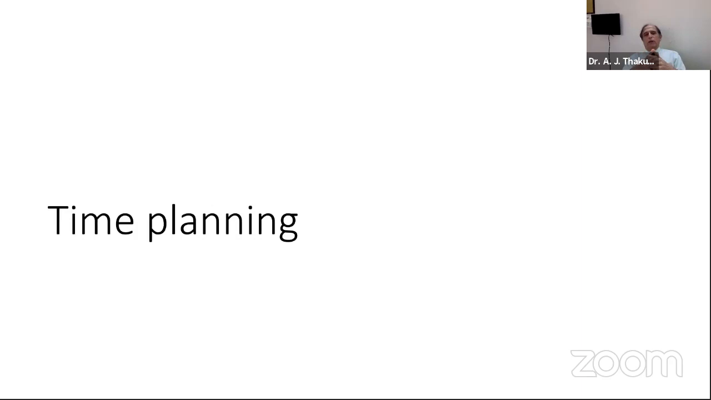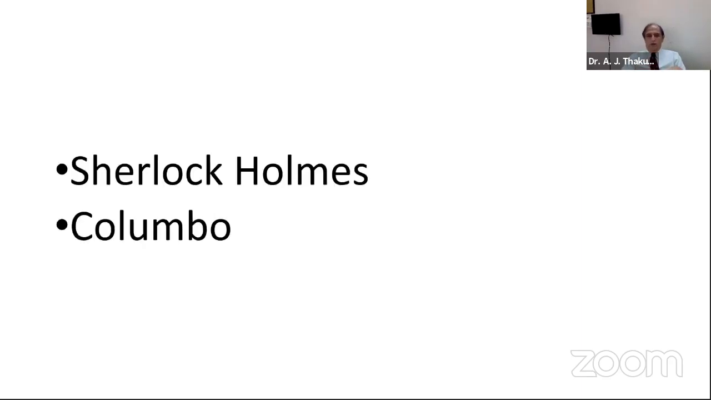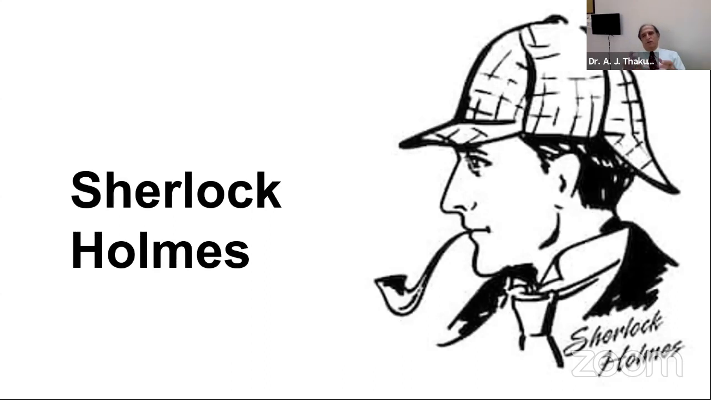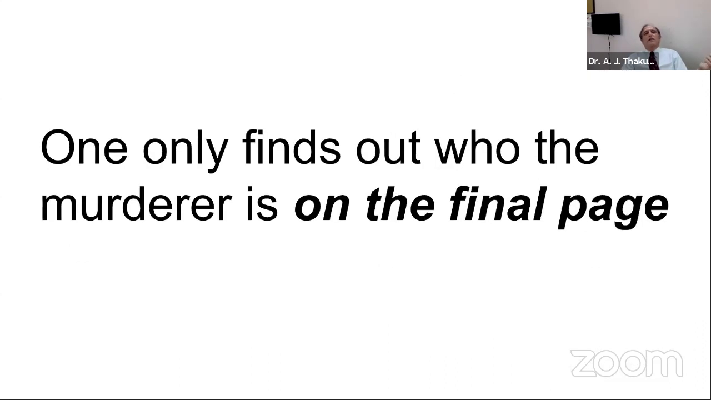When it comes to time planning, you got to think about these two gentlemen, these two detectives, Sherlock Holmes and Columbo. Sherlock Holmes being more famous, everybody knows he was a detective living in London, Baker Street, and had several famous stories. But in the novels, one only finds out who is the murderer on the final page. Till the last 2-3 pages, you do not know what is happening, what is the outcome, what is the punchline. So if the last 3 pages are lost, reading that novel, that book is useless.